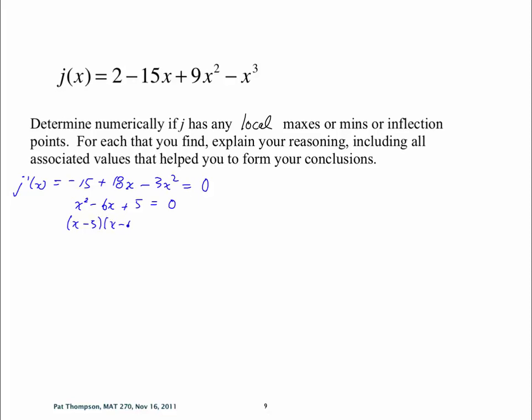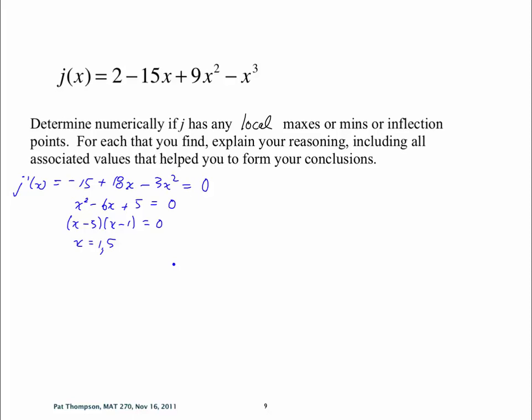Check my math. So, we get that the derivative equals 0 when x equals 1 and x equals 5. But that doesn't tell us what kind of critical value we have or what it gives us in J. So again, the possibilities are local max, local min, or rest stop, right? So what can we do?